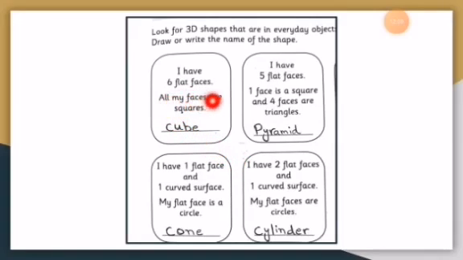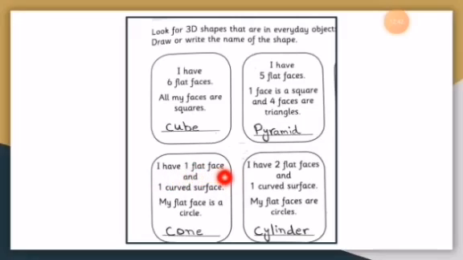I have 6 flat faces. All my faces are square. The name of that shape is cube. So here you will write on the line the spelling of cube. I have 5 flat faces. One face is a square and 4 faces are triangles. Yes. What was the name of that shape? Pyramid. Yes. So here you will write down the spelling.